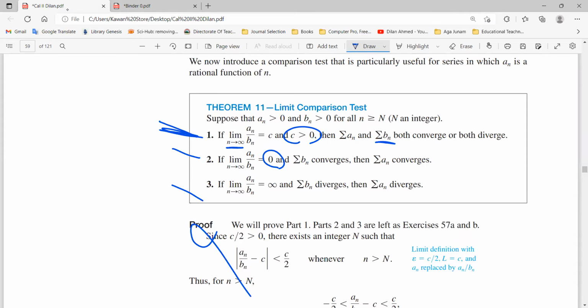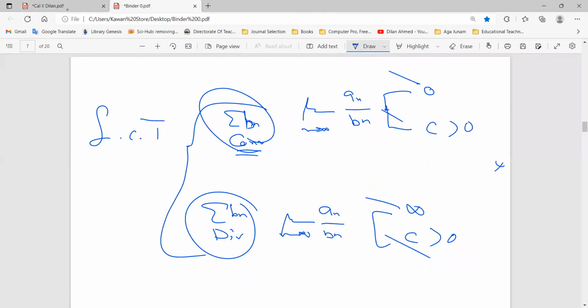We have 2 cases, or 4 cases. If my Bn converges, I'm waiting for 2 results. If it diverges, again 2 results. The result for convergence is 0 or positive. The result for divergence is positive or infinite. Understood? Good.